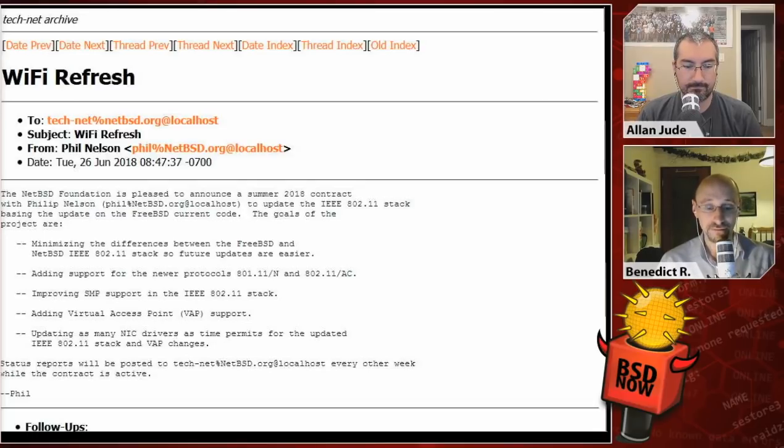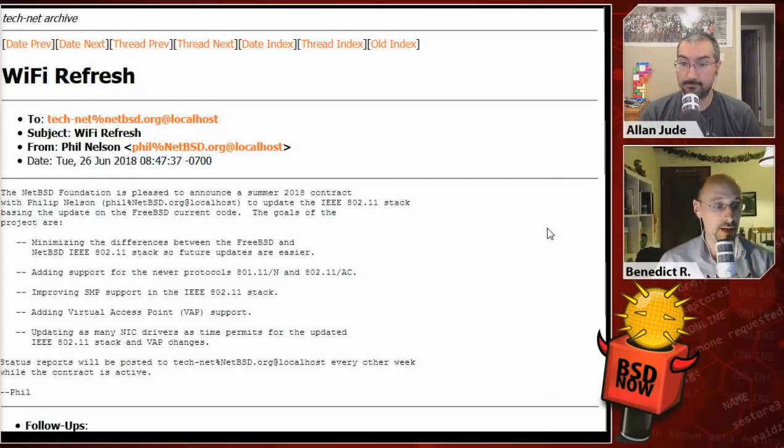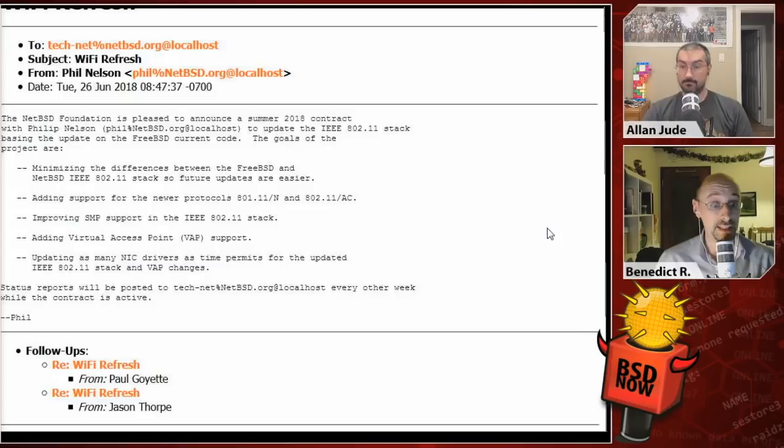All right. We also have news from NetBSD, Wi-Fi refresh, and this is over at the TechNet archive, the mailing list there from Phil Nelson. The NetBSD Foundation is pleased to announce a summer 2018 contract with Philip Nelson to update the IEEE 802.11 stack, basing the update on the FreeBSD current code. The goals of the project are minimizing the difference between the FreeBSD and NetBSD 802.11 stacks, so future updates are easier. So 802.11 is the whole Wi-Fi specification.